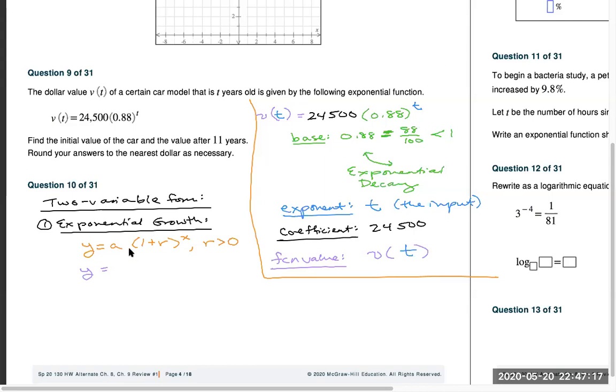A is the coefficient. Your 1 plus r is the base. And x is the exponent. Okay.